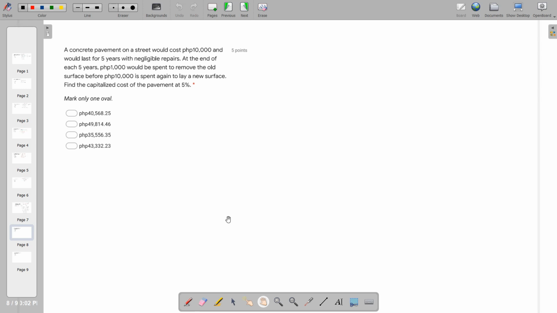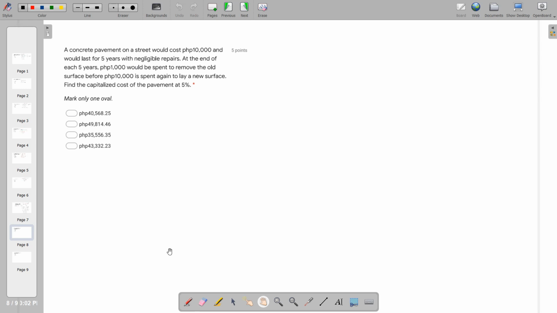Okay, for the next problem, we have concrete pavement on a street would cost 10,000 pesos and would last for 5 years with negligible repairs. At the end of each 5 years, 1,000 pesos would be spent to remove the old surface before 10,000 pesos is spent again to lay a new surface. So find the capitalized cost of the pavement at 5%.